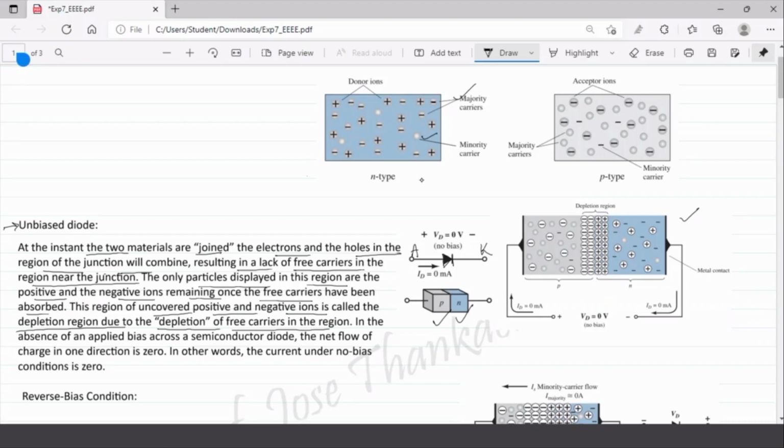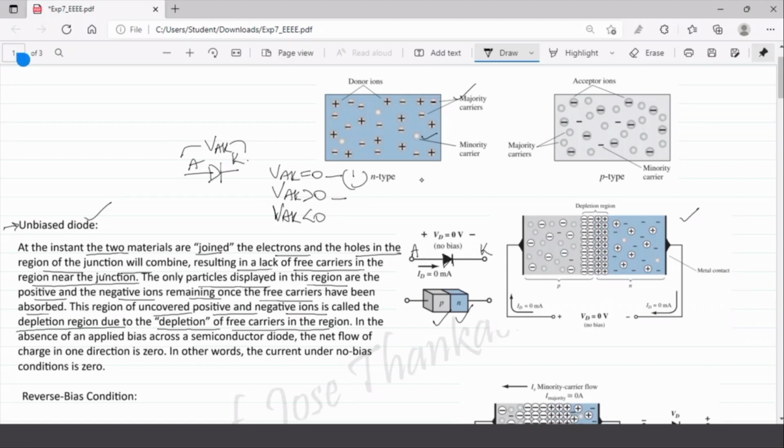Now, since we are talking about an unbiased diode condition, you can see that this is the anode, this is the cathode. So what are the three conditions which you can have? The voltage across this diode, VAK, can either be 0, it can be positive, or it can be negative. So the first case is the one which we are talking about, an unbiased diode.